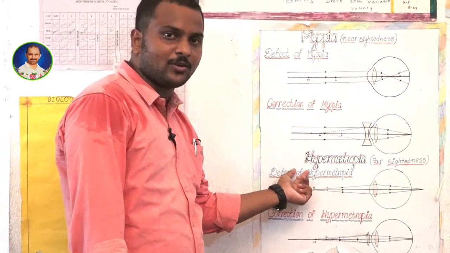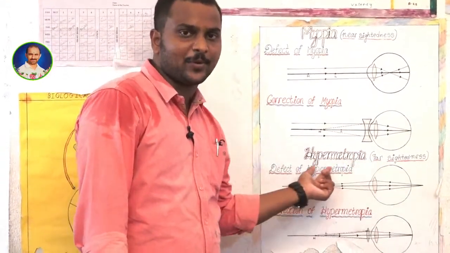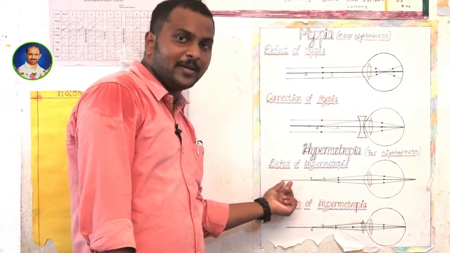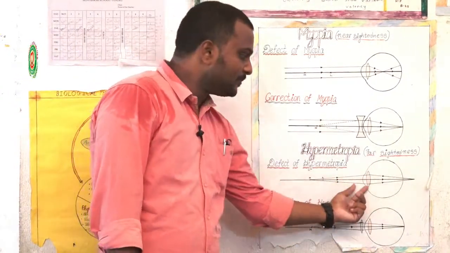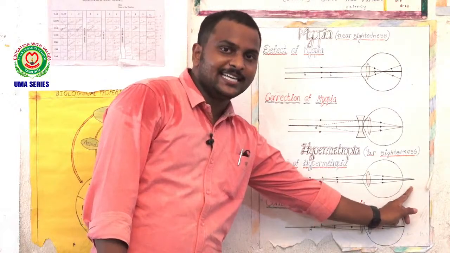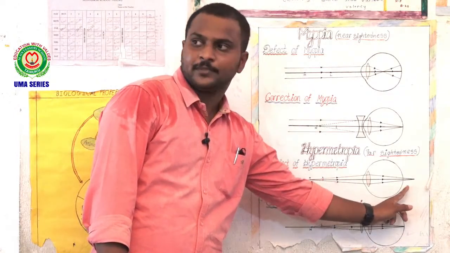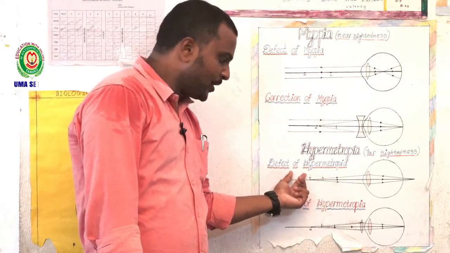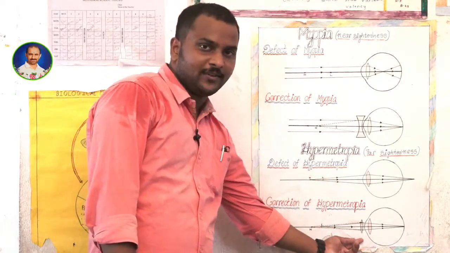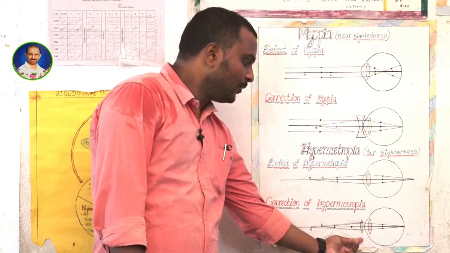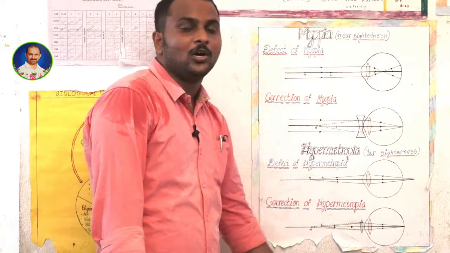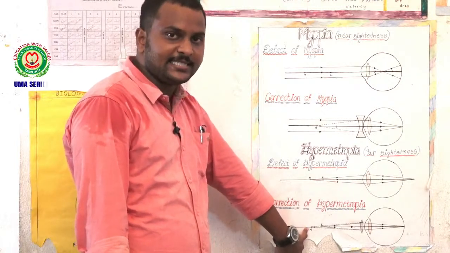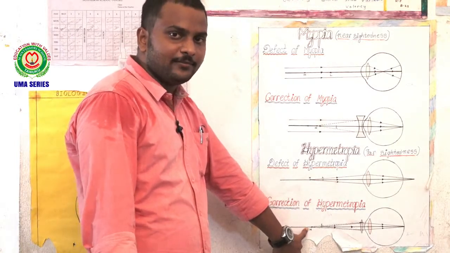We know that hypermetropia is also called far-sightedness. So for these persons the image will be formed beyond the retina. In order to correct this defect of hypermetropia, we will use a biconvex lens so that the image will be formed on the retina. So here the point we denote as H. This point we call it as a near point.